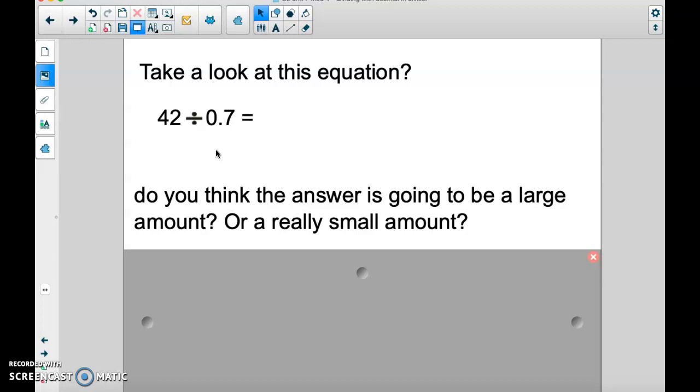Without solving it, right? I'm not asking you to solve it, but what do you think the answer is going to be? Real big, or do you think it's going to be real small? Okay, so think about that for a second. Pause the video if you need to.